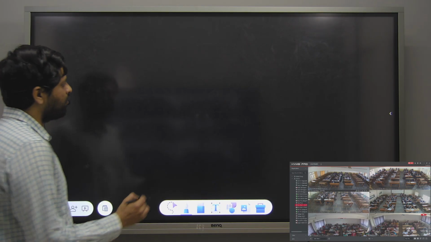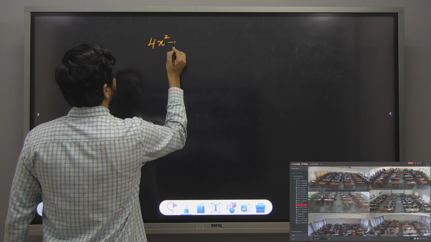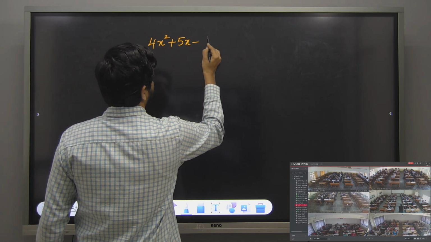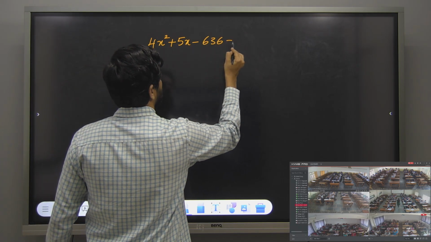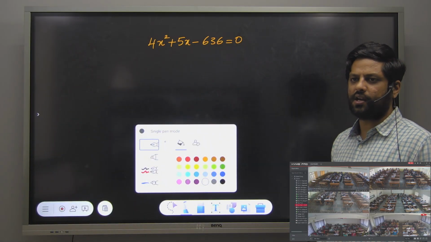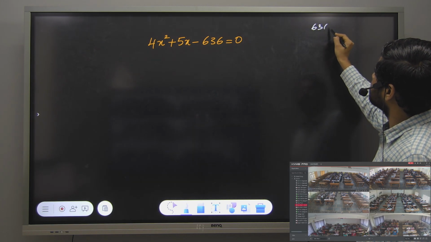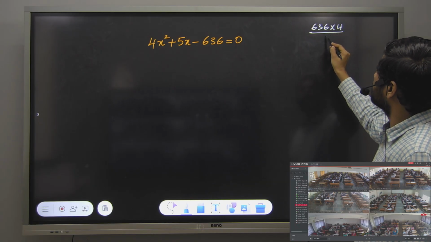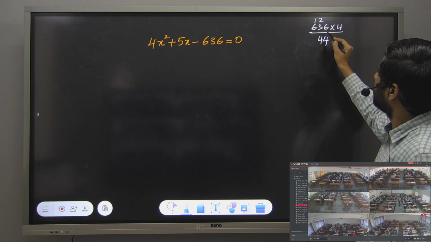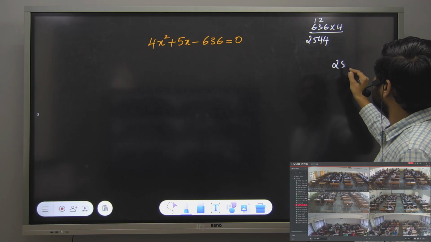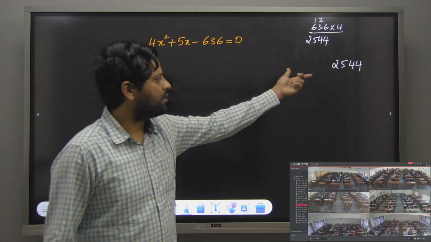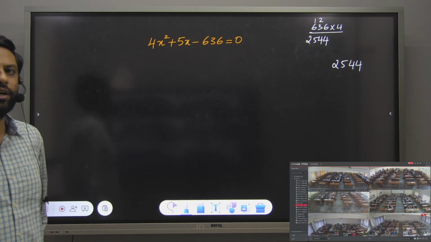Say for example, we have 4x square plus 5x minus 636 is equal to 0. What's step number 1? You have to multiply 4 and 636. Multiply 636 into 4. How much does it come? 4 6s are 24, 4 3s are 12 plus 2, 14, 1, 25. Correct? The number is 2544. It is closer to which square?